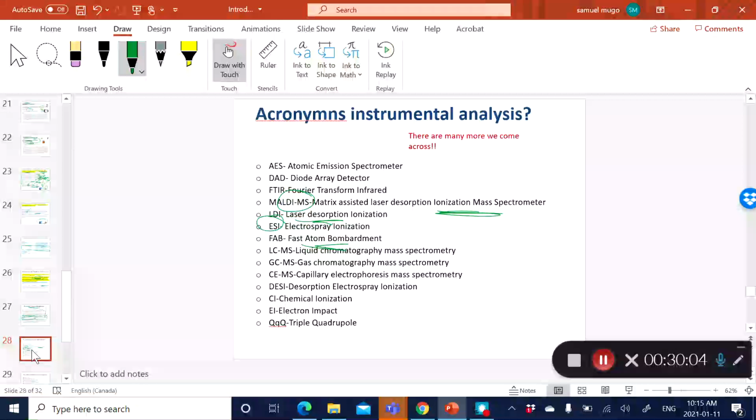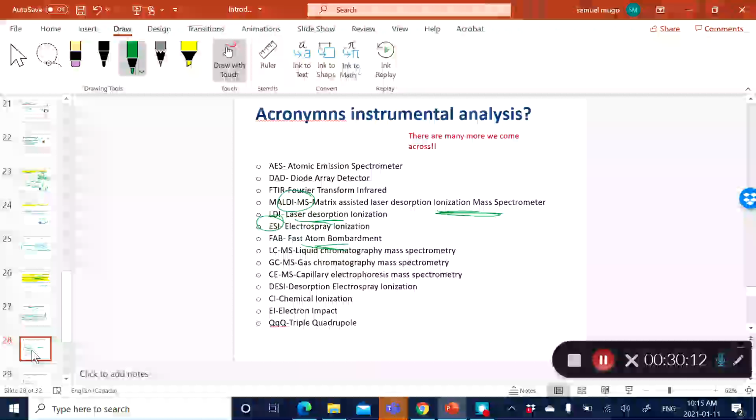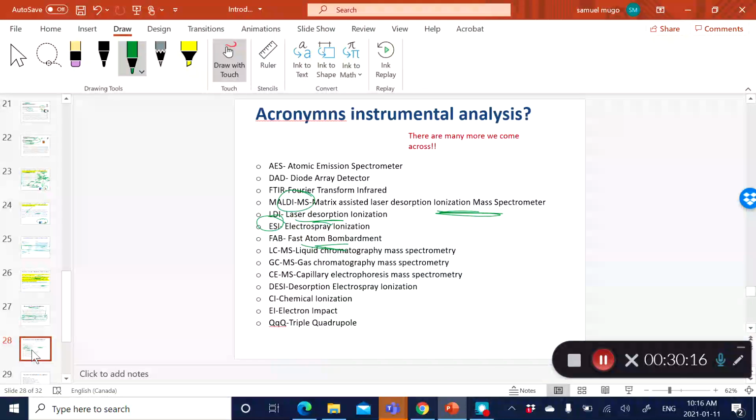LCMS, I think most of us know about it, and you're going to do a lab on that, liquid chromatography mass spec. GCMS is gas chromatography mass spec. Again, I think you used it last semester in Chem 211, and you're going to use it this semester as well.